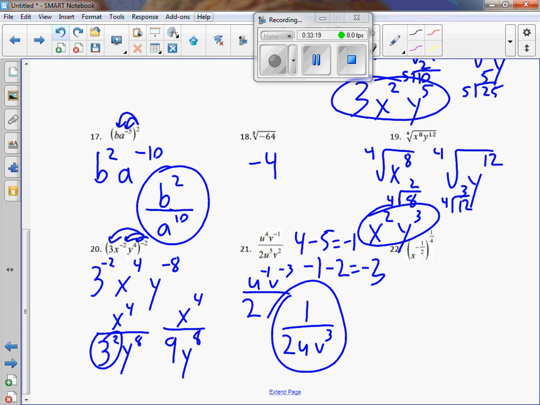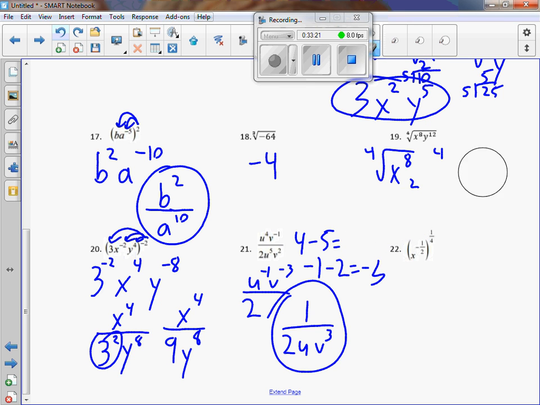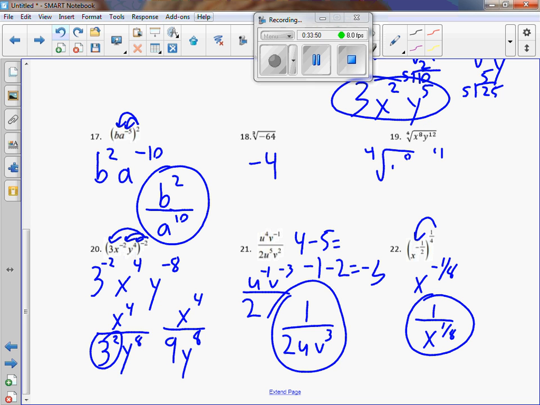Number 22, same idea as 17 and 20, except there's only one base inside. If there's a base inside with an exponent, we're still going to distribute that exponent that's outside the parentheses, but there's only one place to distribute it to. The -1/2 was already there, so -1/2 times 1/4 is -1/8. And again, that negative means drop to the bottom of the fraction. And that's your answer to that one.